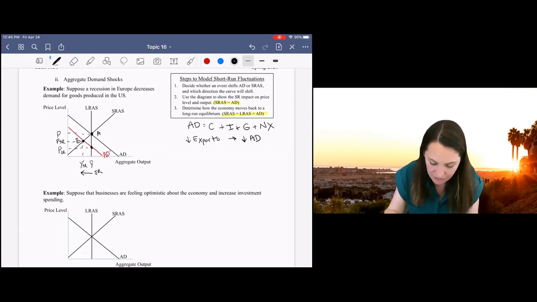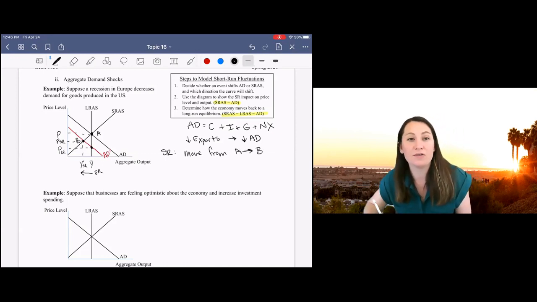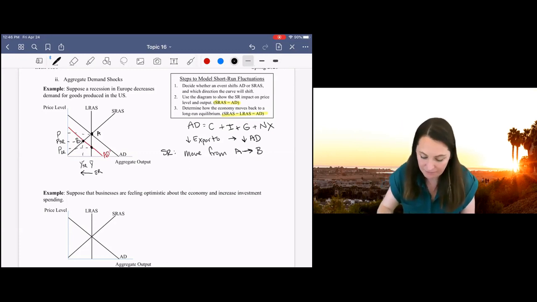So here in the short run, the economy would move from A to B, right, due to one of those reasons why short-run aggregate supply is upward sloping, okay? Price level was lower than expected.